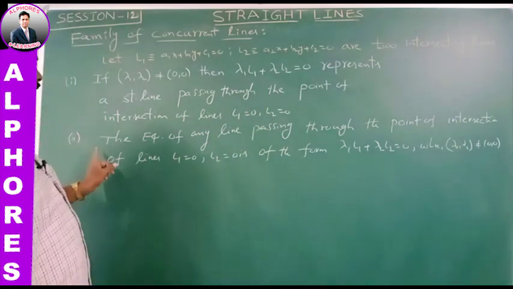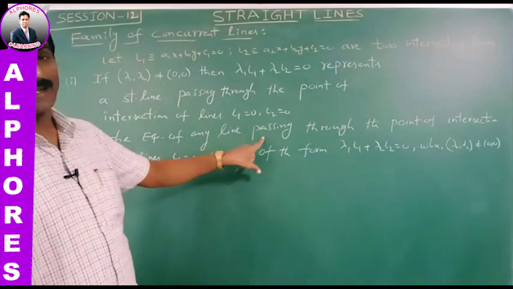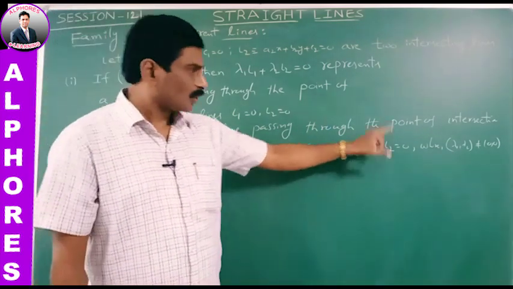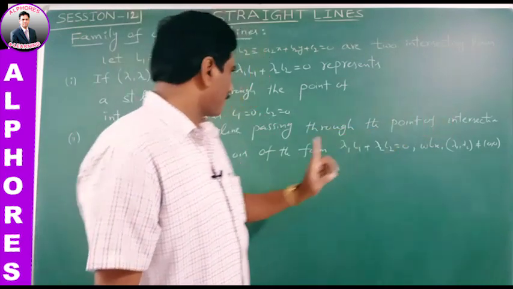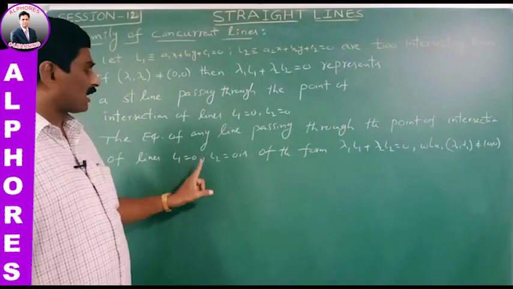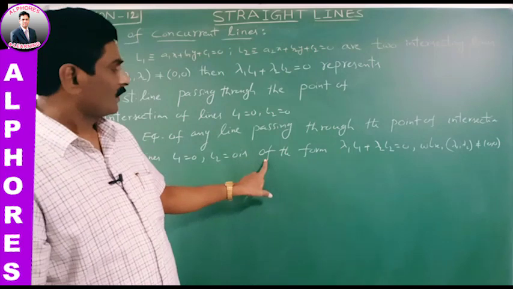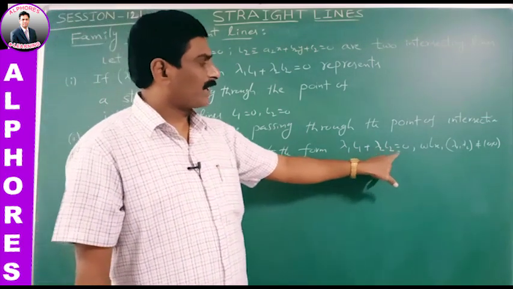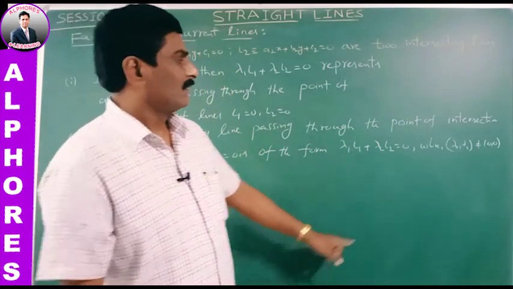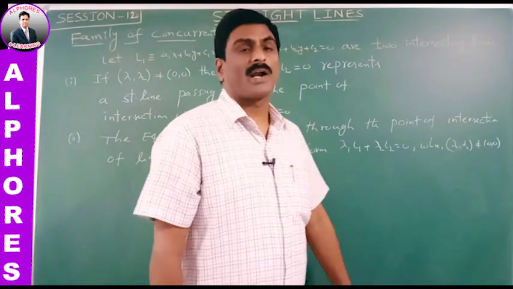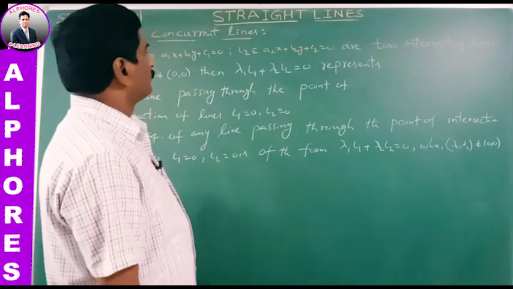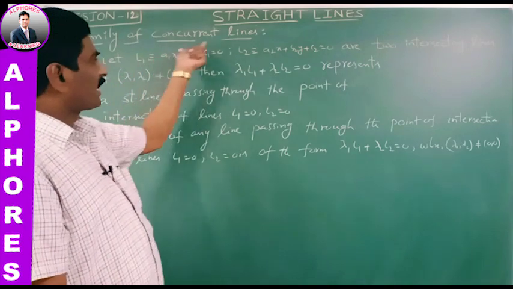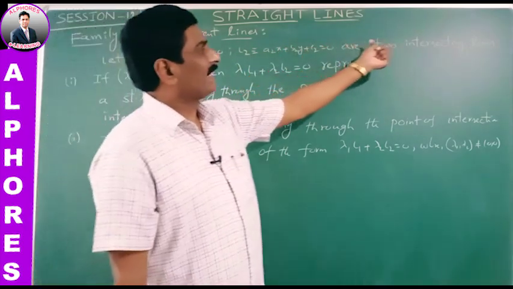Second point, the equation of any line passing through the point of intersection of the lines L1 is equal to 0, L2 is equal to 0 is of the form lambda 1 into L1 plus lambda 2 into L2 is equal to 0, where lambda 1, lambda 2 not equal to 0, 0. From the given, please observe the equations. L1 is one of the equation, L2 is another equation, and these two are intersecting lines.